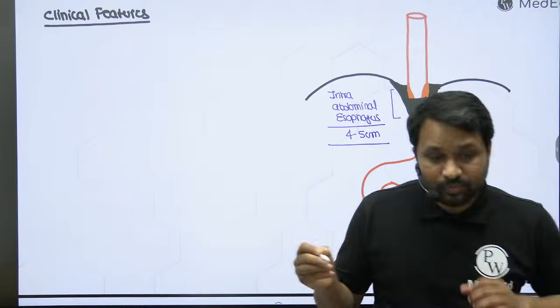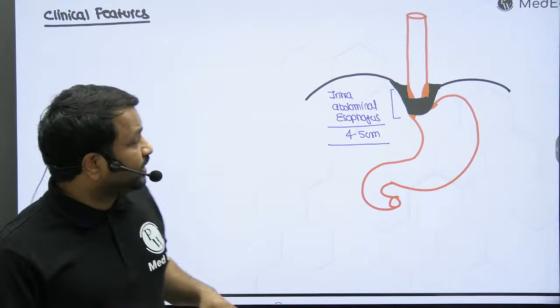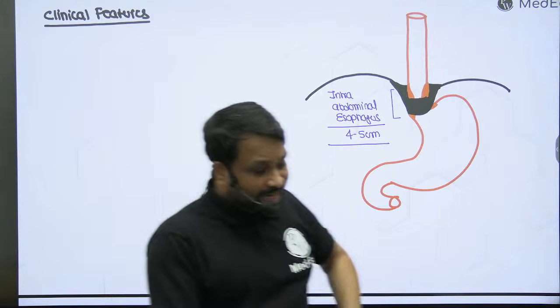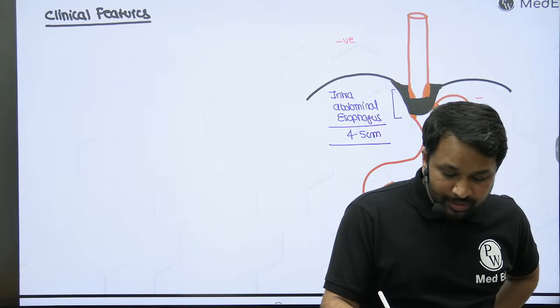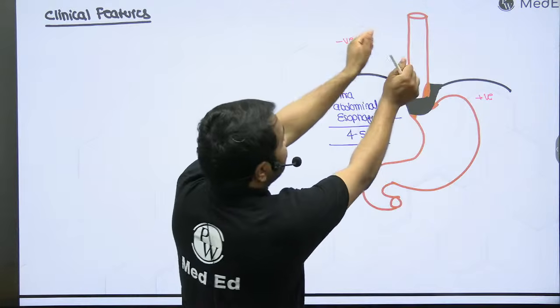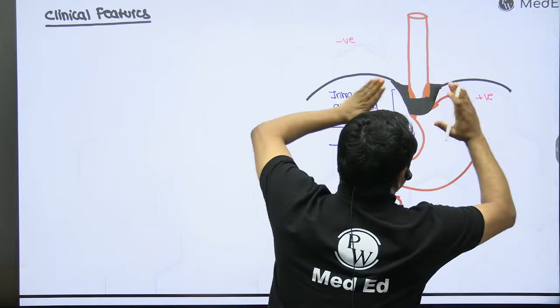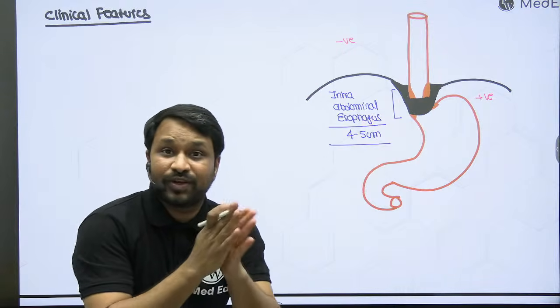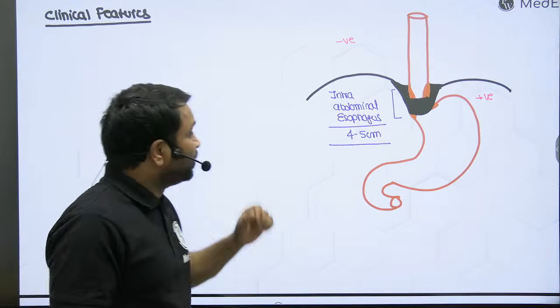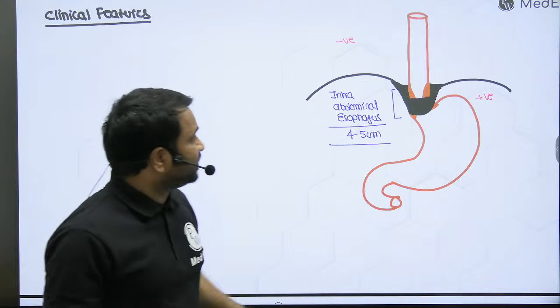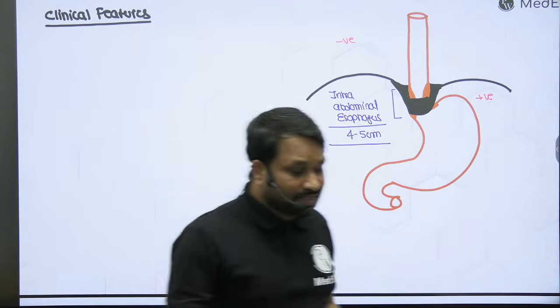Now what is the objective here? In the thorax there is negative pressure, and we all know negative pressure means pulling pressure, and in the abdomen there is positive pressure. So here the esophagus is being pulled, and by the positive pressure the esophagus is being compressed. Obviously this part of the esophagus is going to get compressed, and that compression is going to result in a sphincter-like mechanism.